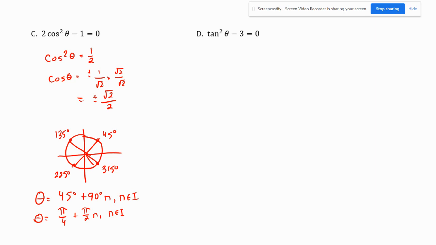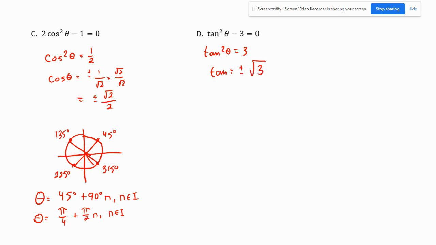All right, guys, it's been a long lesson, but here is the last one for example D. I'm going to add 3. Tan squared equals 3. And that means tan equals plus or minus square root of 3.